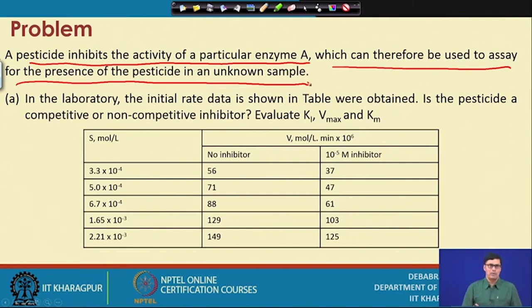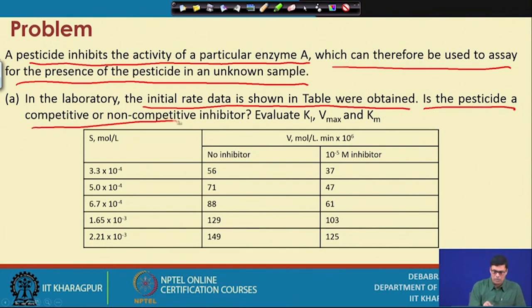I told you that for the production of sulfur drugs also, this enzyme can be largely used, and for some other purposes too. Now, this problem deals with how the pesticide concentration can be determined. In the laboratory, the initial rate data shown in the table were obtained. Is the pesticide a competitive or non-competitive inhibitor? Evaluate the values of Ki, Vmax and Km.